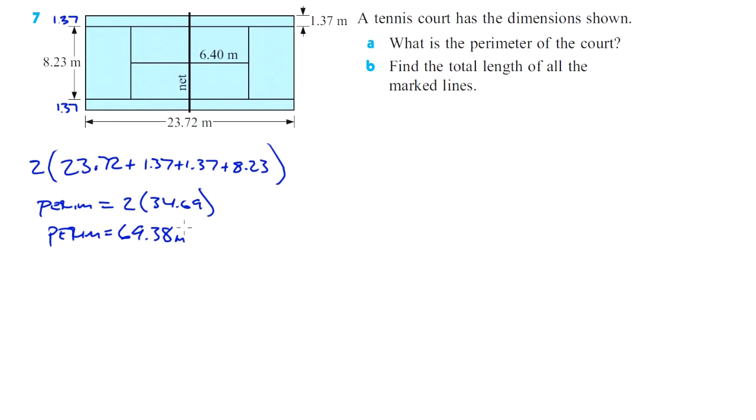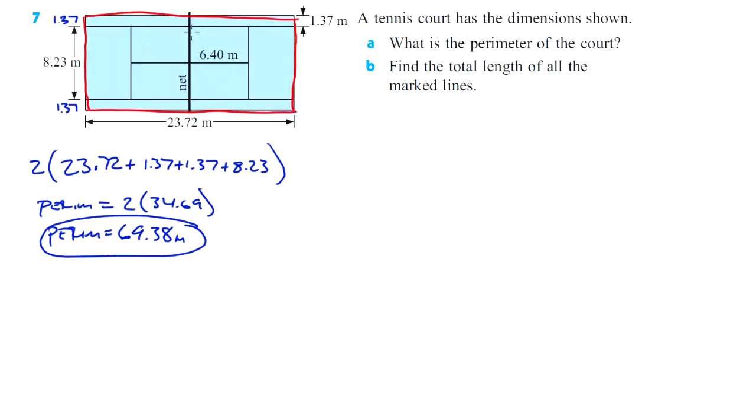69.38 meters for the total perimeter. Okay, find the total length of all the marked lines. Well, let's see, we've figured out the total perimeter, and let's do this in red. So we've figured out all the red marked lines already. Let's figure out the rest of them.